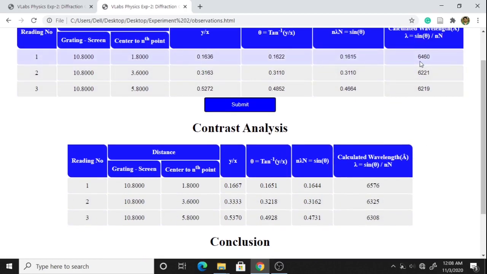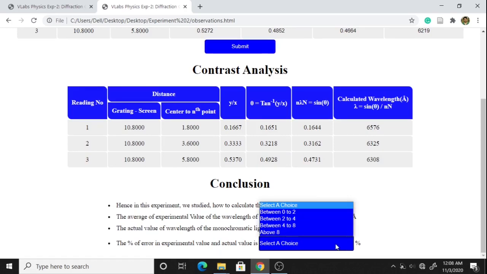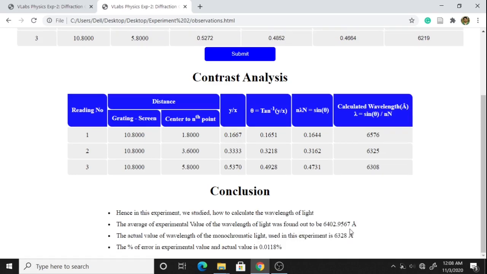So there is some error in the calculated and the observed values. Then the conclusions are displayed with a selection given. This is the experimentally found value and this is the standard value of the laser. In which range is our percentage error? Let us select that it is between 0 to 2%, and this is correct. So this is how we use the virtual experiment to understand the working of a diffraction grating.